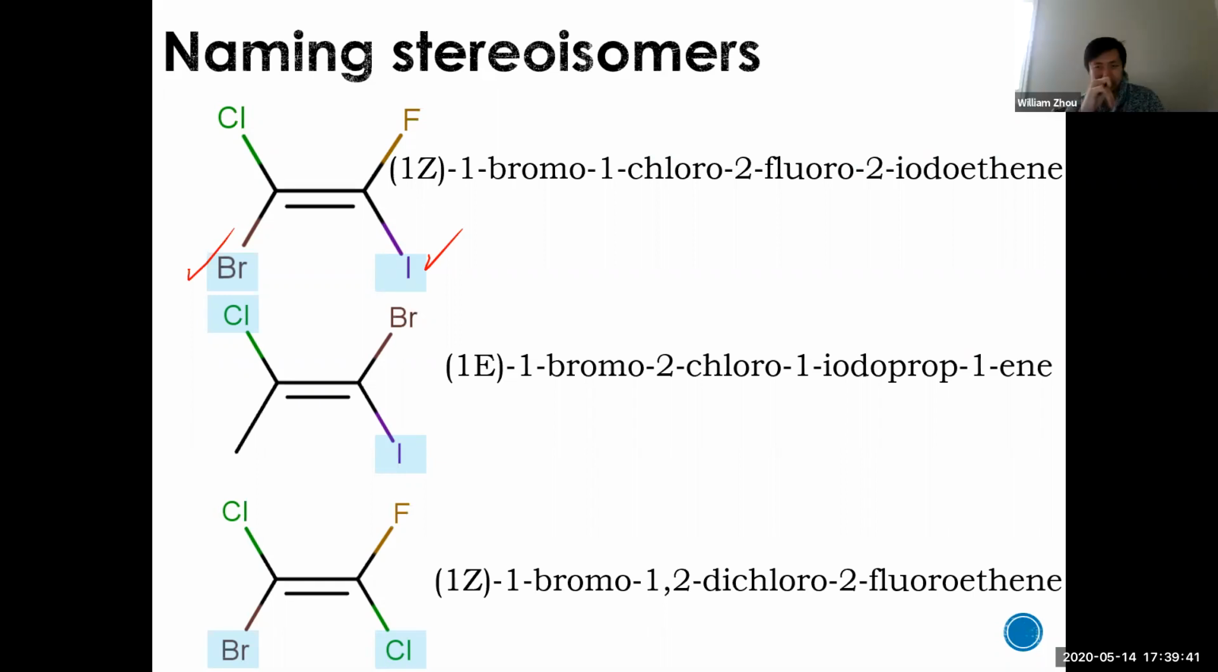Are you guys good? I have a question for the middle one. When we named it, we said 1 iodoprop and then 1 ene, but the other one's ethene. Why is there a 1 in the second one? Yeah, technically, you don't need the 1 for the propene.